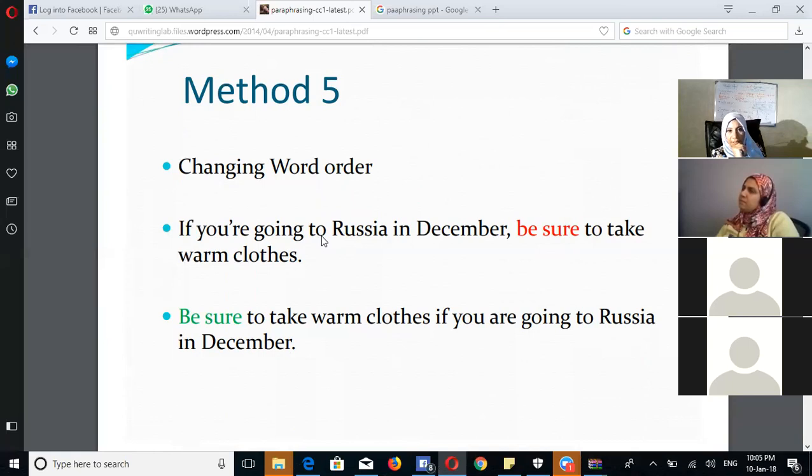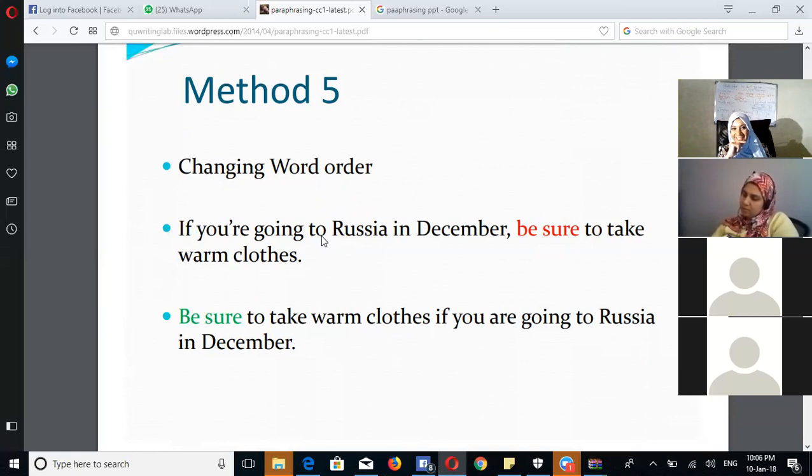Okay. Did they mention this? No. So why are you adding ideas? Because he mentioned here warm clothes. Yes, this is what we call jumping to conclusions. Please don't jump to conclusions while paraphrasing, Usam. Okay?